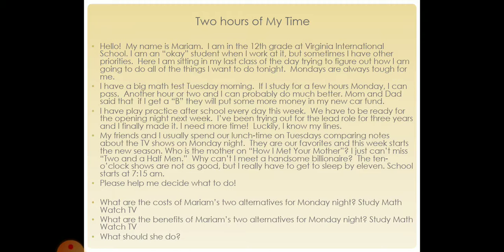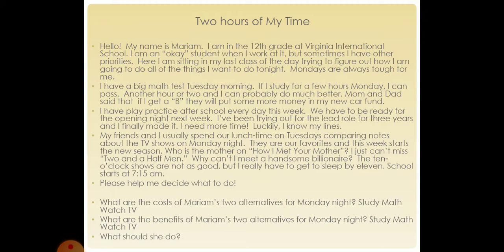So, what should Mariam do? She has a lot of things she wants to choose between. Please help me decide what to do. What do you think, guys? So, what are the costs of Mariam's two alternatives for Monday night? Study math or watch TV. Is she going to study math, or is she going to watch TV? What do you think?